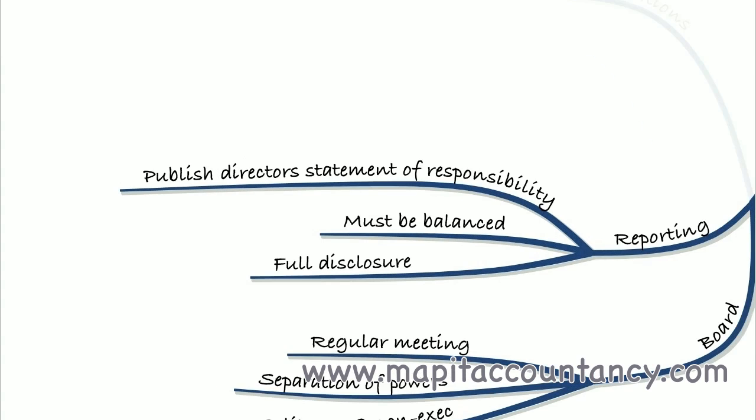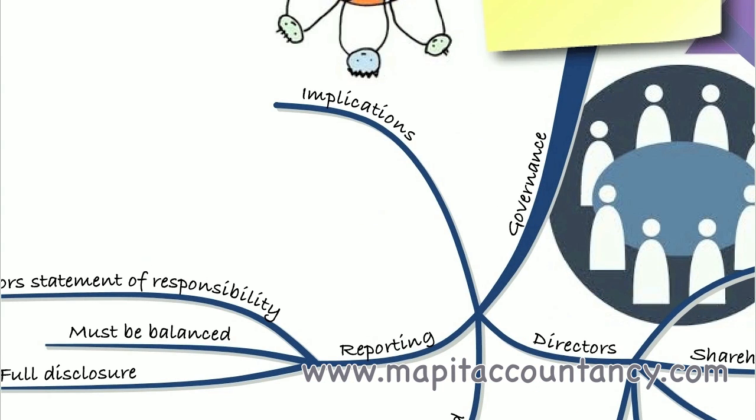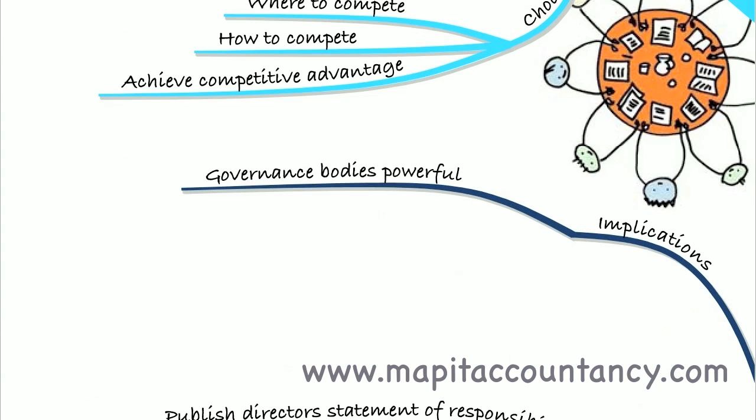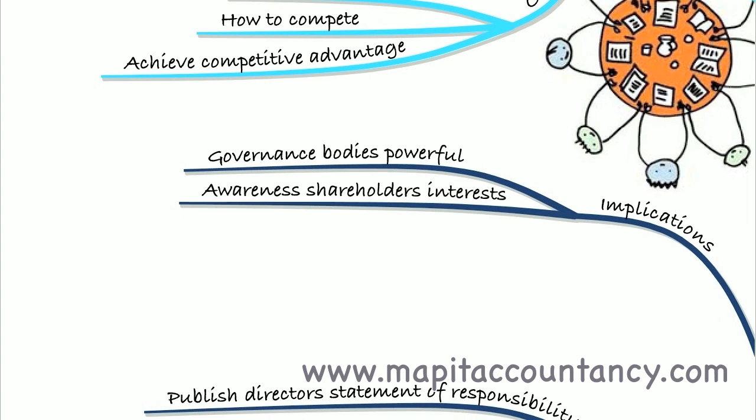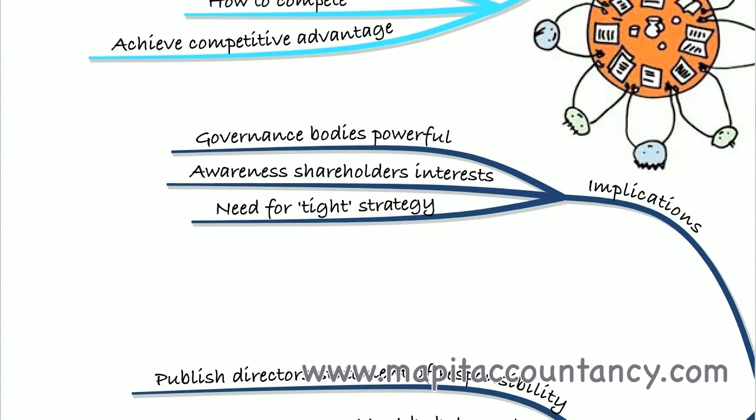So the implications of these responsibilities, well, the governance bodies will be very powerful within an organisation now. For example, the audit committee in an organisation. They should have an awareness of shareholder and stakeholder interests. And that means there's a need for a tight strategy, i.e. a strategy that fits in with the requirements of all these different bodies and committees.